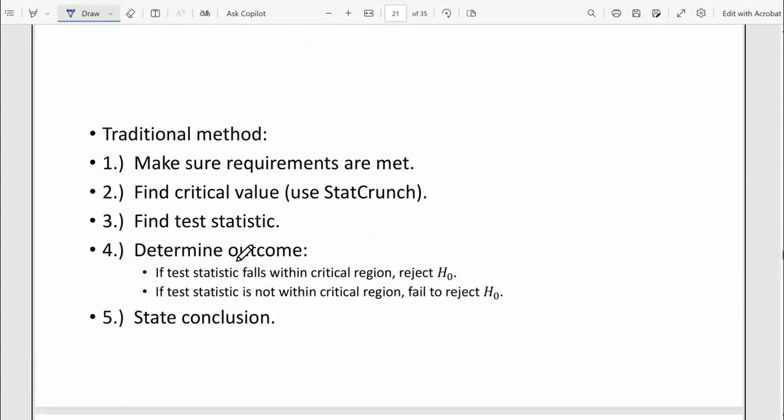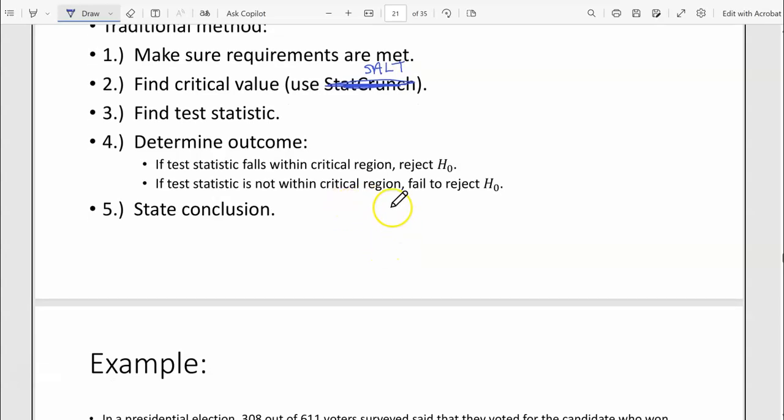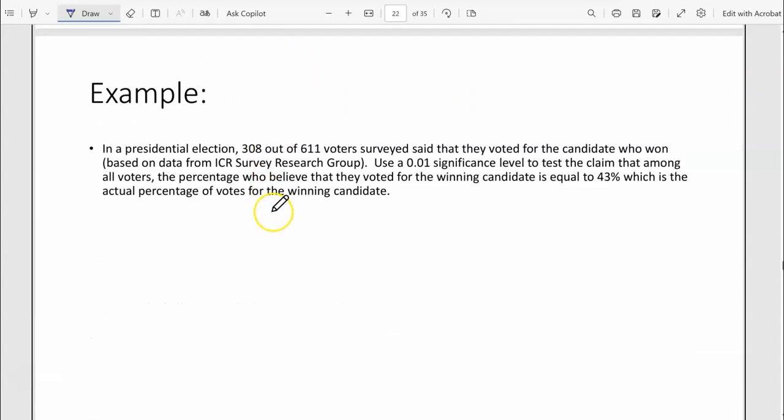If we're using the traditional method, you still have to make sure requirements are met. We're going to find the critical value. We're not using StatCrunch, we are using SALT. We're going to find the test statistic and determine the outcome. Whether that test statistic falls in the critical region or not will tell us whether we reject or fail to reject, and then we state our conclusion. So let's look at an example.